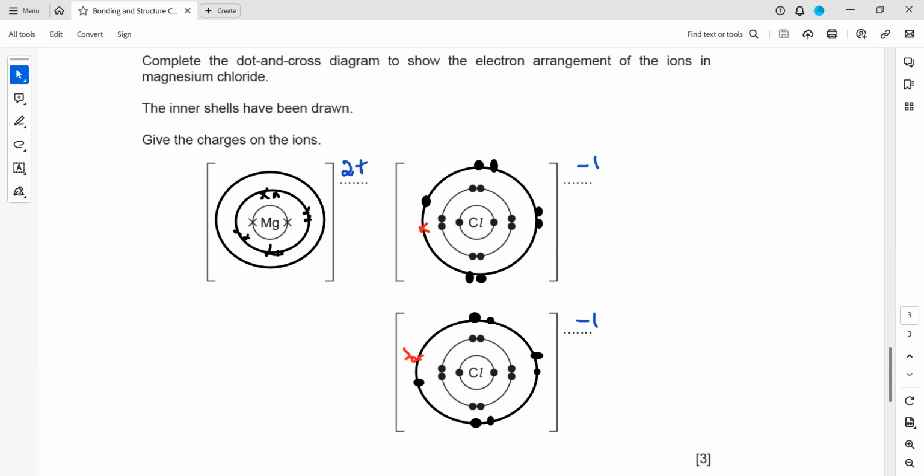How are the marks distributed? Showing the 8 electrons for magnesium is 1 mark. Showing the 8 electrons for chlorine, which includes 7 dots and 1 cross, will score the mark. If you draw all circles, like all dots, you will lose that mark. Even though you draw 8, if all 8 of them are dots, you will lose the mark. And then 1 mark is for writing the correct charge for magnesium and chlorine. Magnesium should be plus 2 or 2 plus, and chlorine will be minus 1 or 1 minus.